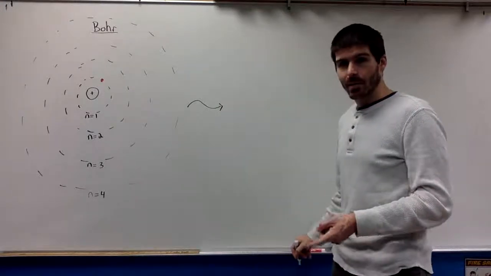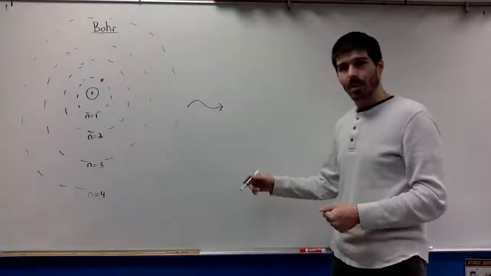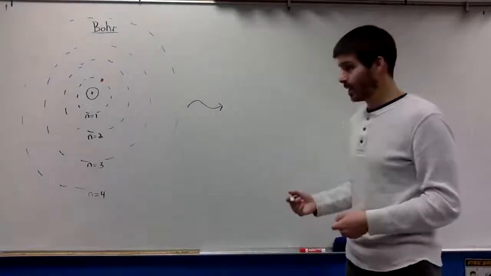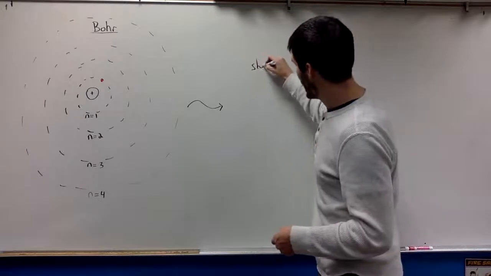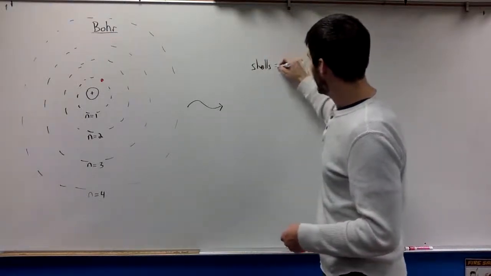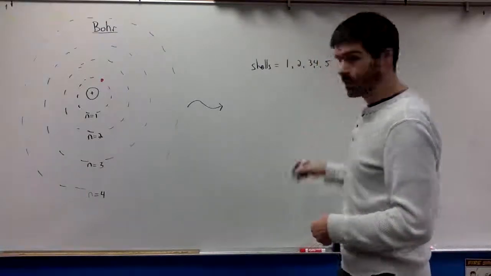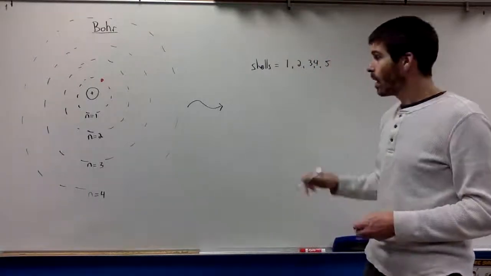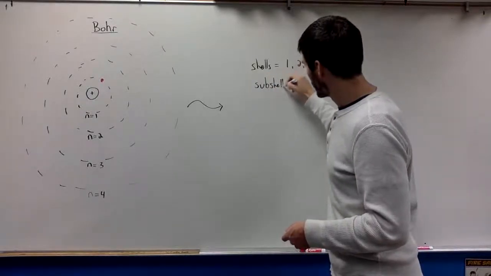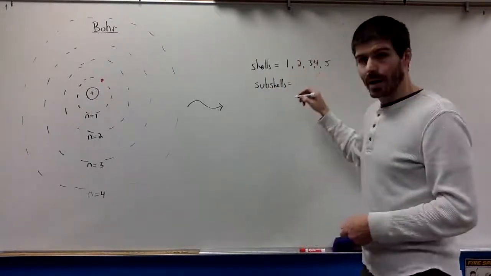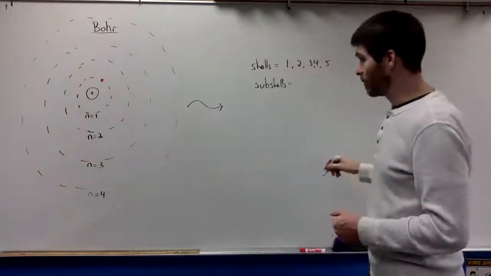What we get from the Bohr model, which is sometimes called the planetary model, is the quantum mechanical model. We know this is more accurate because we don't just have shells 1, 2, 3, 4, 5, 6, and 7. We have subshells, which are different regions within the shells where the electrons can be.